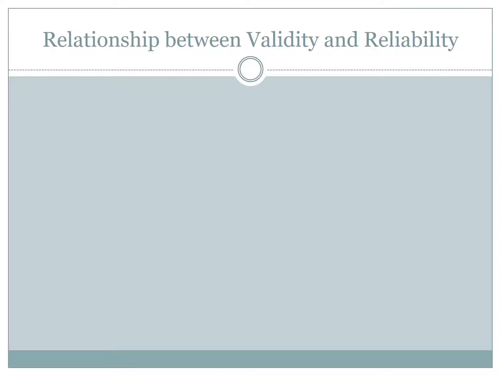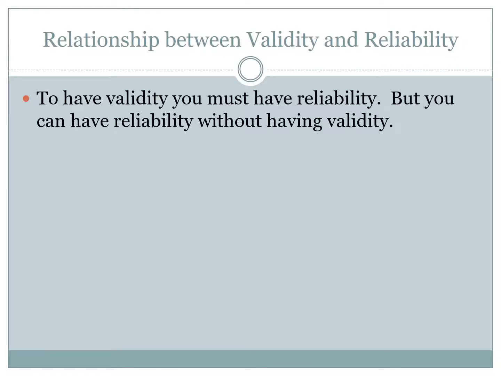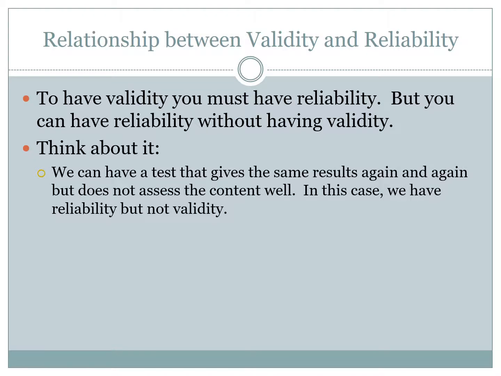Now, there's a relationship between validity and reliability. To have validity, you must have reliability, but you can have reliability without having validity. That sounds a little confusing, but think about it. We can have a test that gives the same results again and again, but does not assess content well. In this case, we have reliability, but not validity.